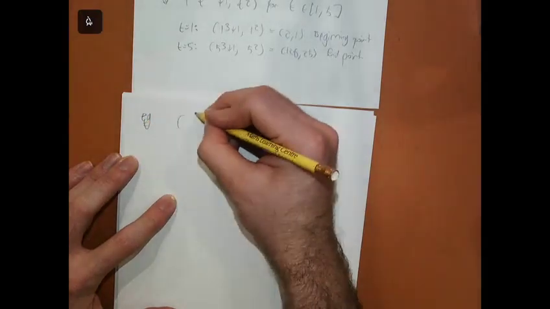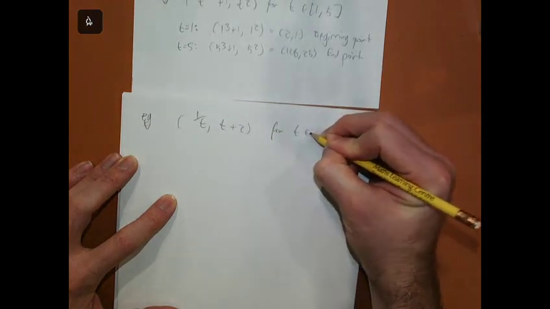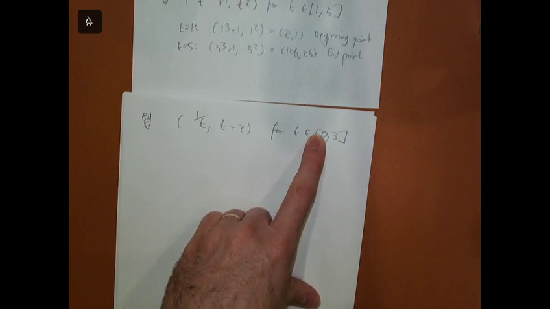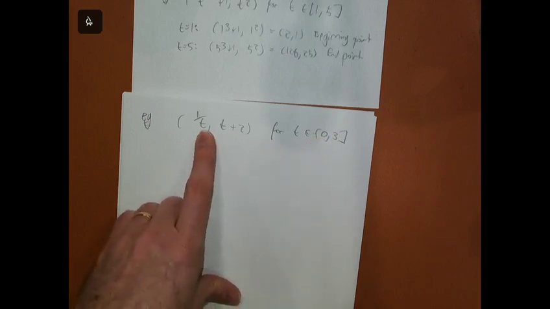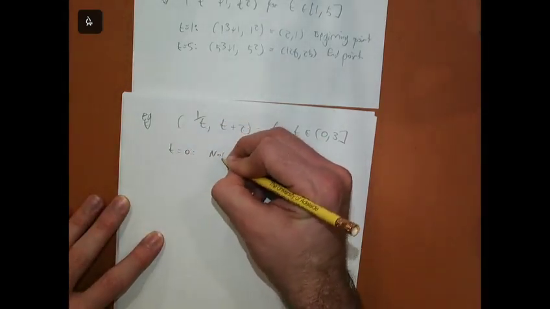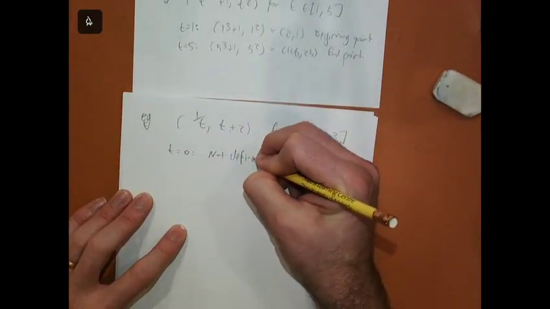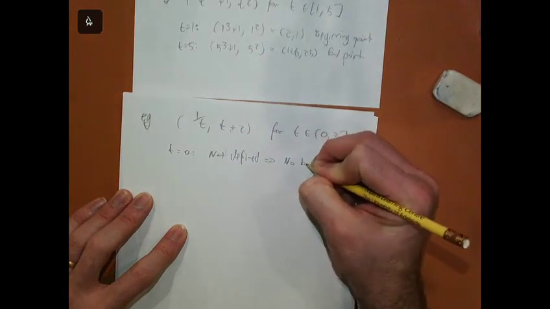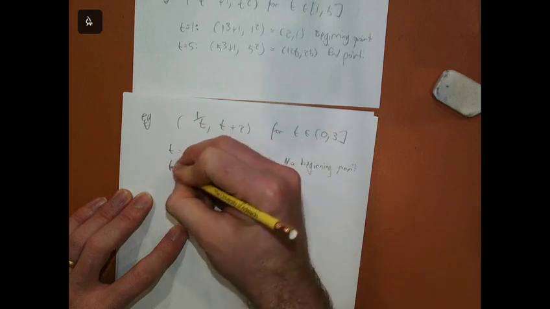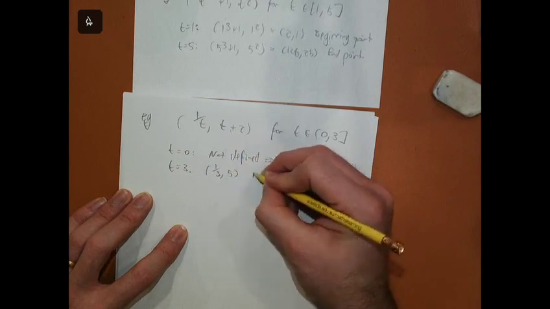So, something like this. We've got an indication here: I'm not allowed to use 0 because of the round bracket there. But it's not defined when t is 0 anyway. So t equals 0 is not defined, which means no beginning point. But there is an end point: (1/3, 5).